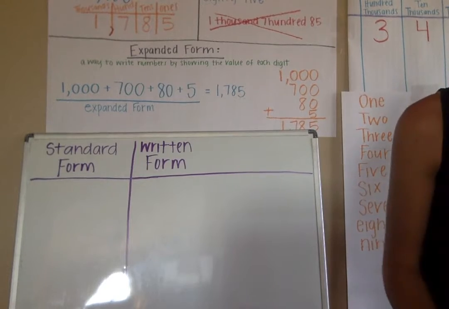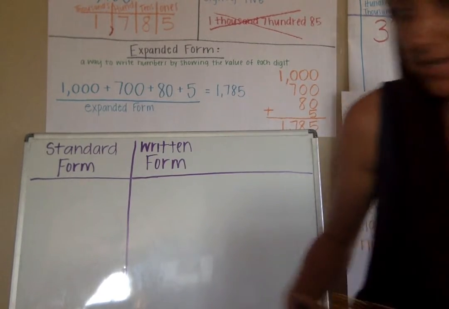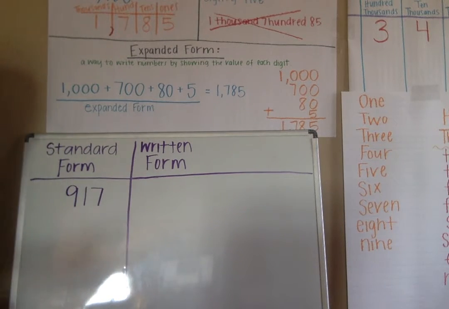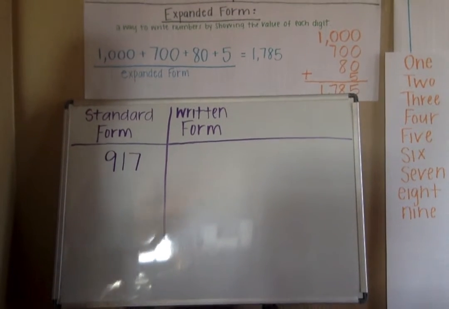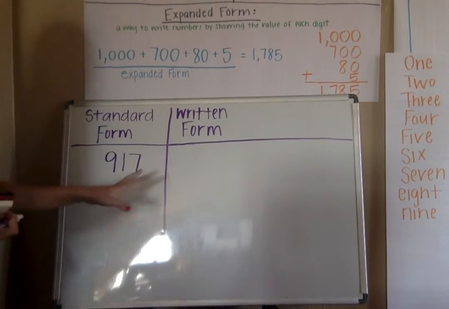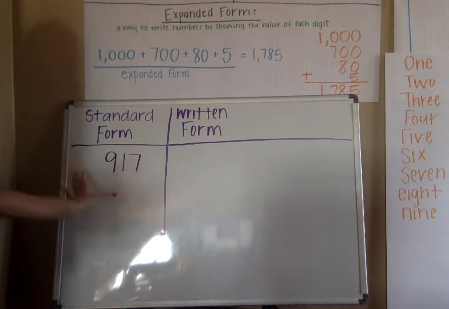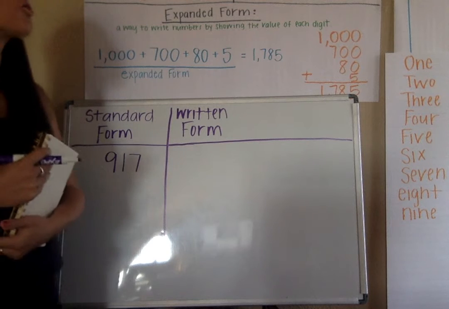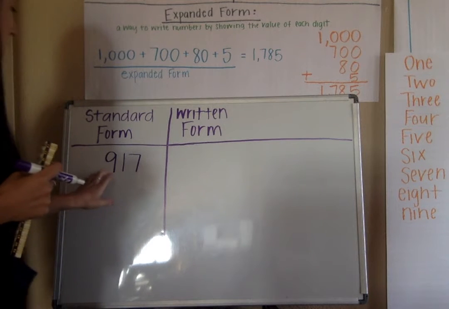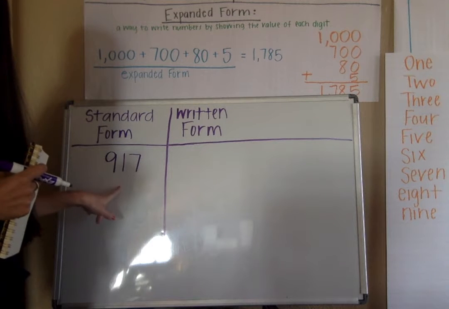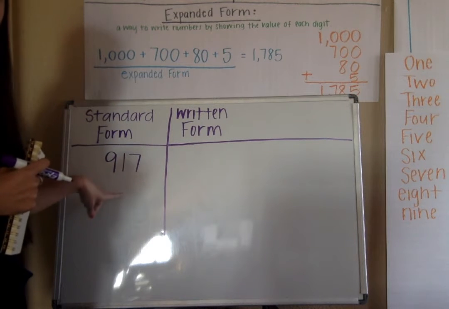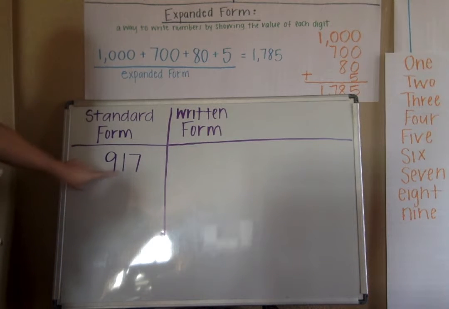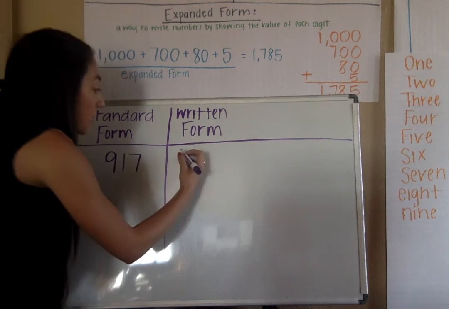So to start, what I am going to do is just write 917 on my board. So again, that's written in standard form. It's only numbers. It's not pulled apart. It's simply just the number. But then when I go to write it in written form, it is extremely important to say this number out loud to yourself multiple times, because you are going to write this the same exact way you say it. So this number is 917. So I'm going to write that out.